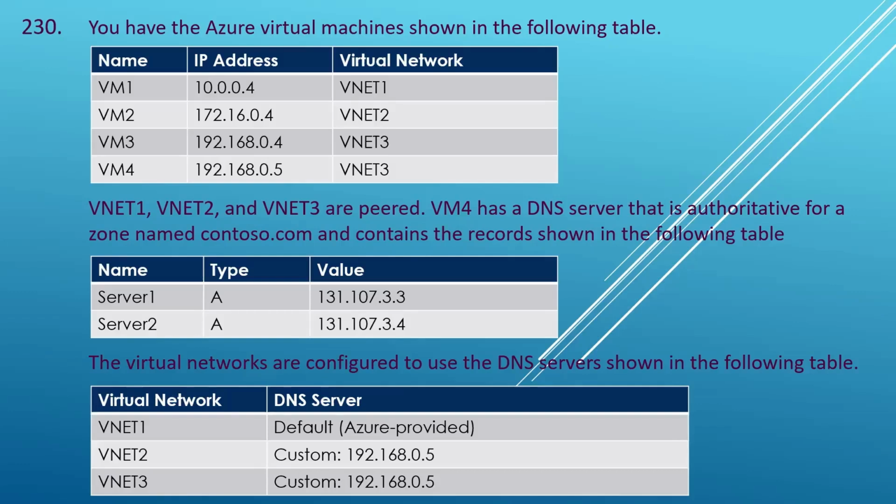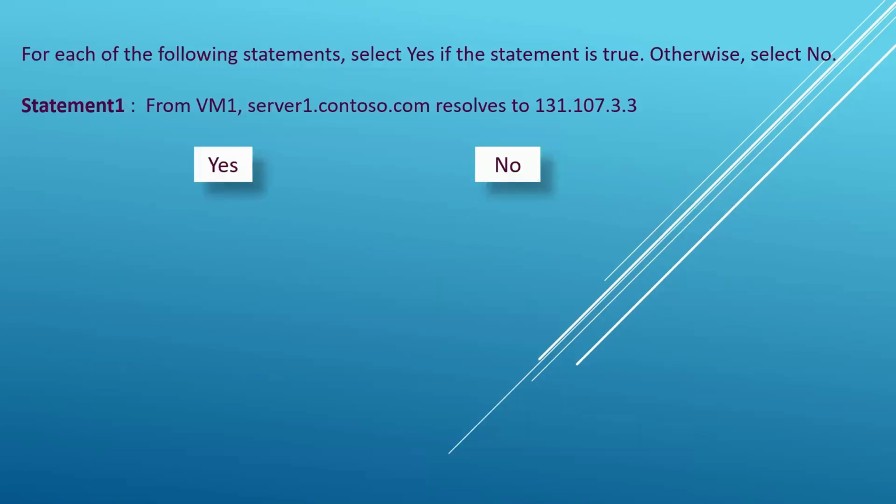Both of them are type A records. Server 1 is pointing to 131.107.3.3 and server 2 is pointing to 131.107.3.4. The virtual networks are configured to use the DNS server shown in the following table. You have basically 3 virtual networks, which you already know. Virtual network 1 is using the default Azure provided DNS server. Virtual network 2 is using a custom, and virtual network 3 is also using a custom DNS server. Let's now look at the next part of the question. For each of the following statements, select yes if the statement is true, otherwise select no.